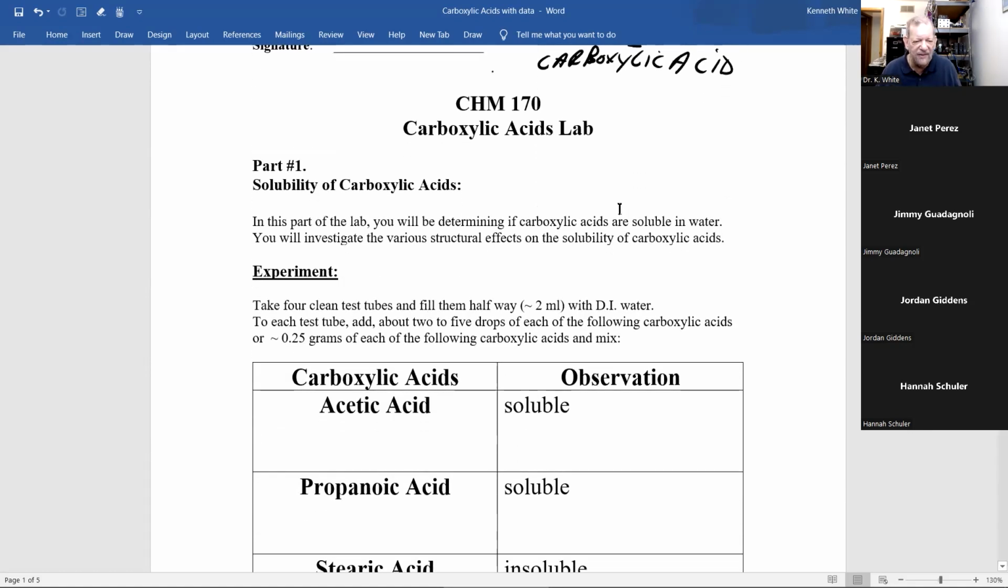In part one, you're going to look at the solubility of different carboxylic acids. And what you would do if we were in the lab, you'd fill them about halfway with water, then you put some of the small amount of the carboxylic acid in there, and you'd mix it. Remember, never ever shake a test tube like this.